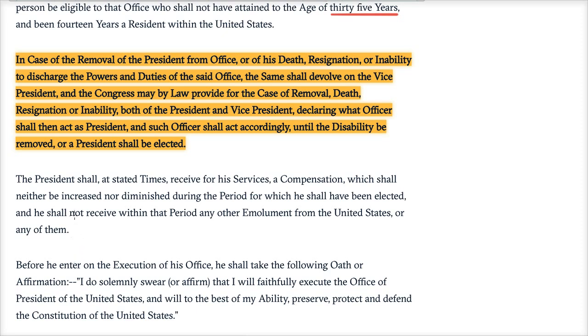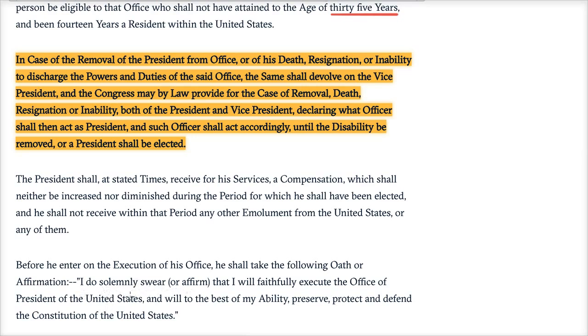Yeah. And then the last two pieces here talk about the compensation of the president. It cannot be increased nor diminished during the period for which he shall be elected, maybe to prevent him from giving himself a raise, or herself from giving herself a raise. And then the last is just the famous oath of office.